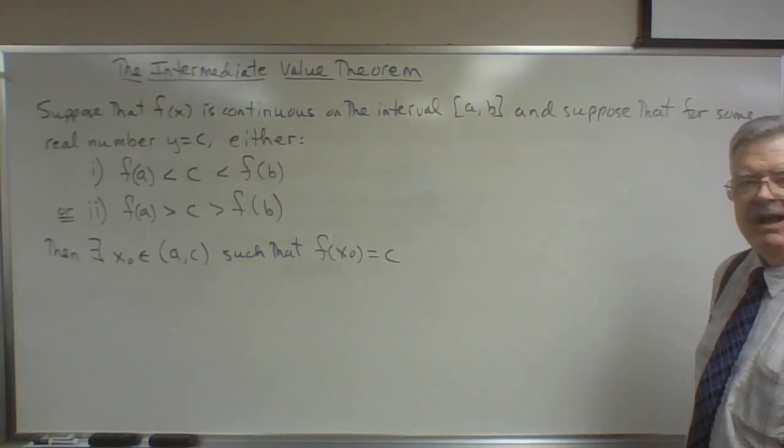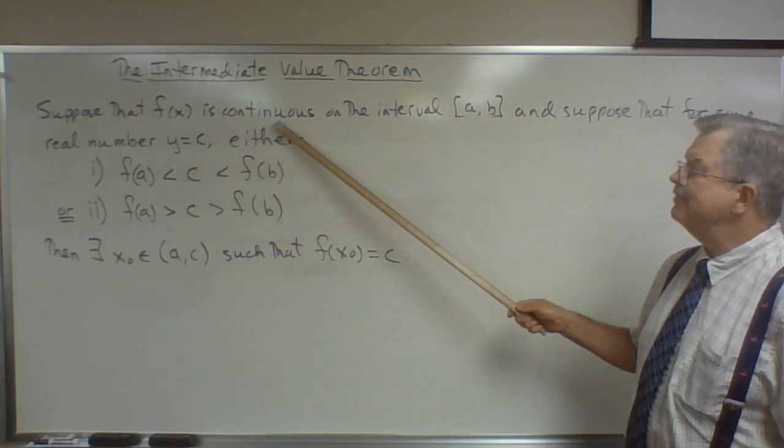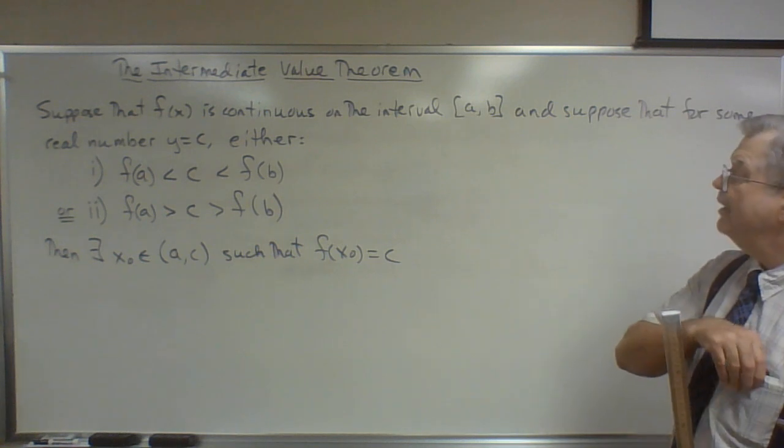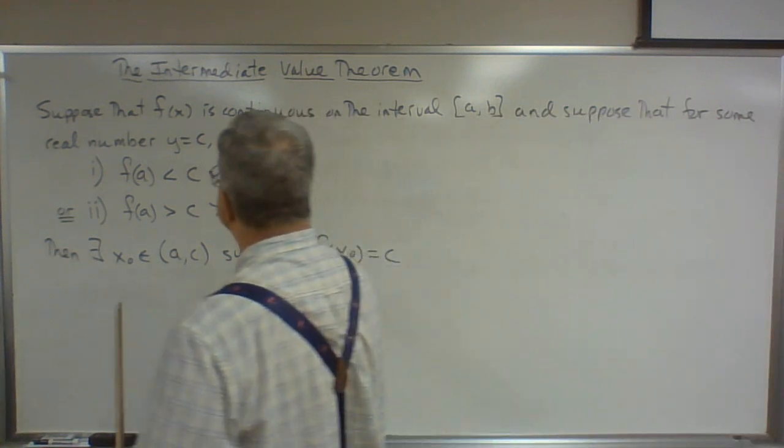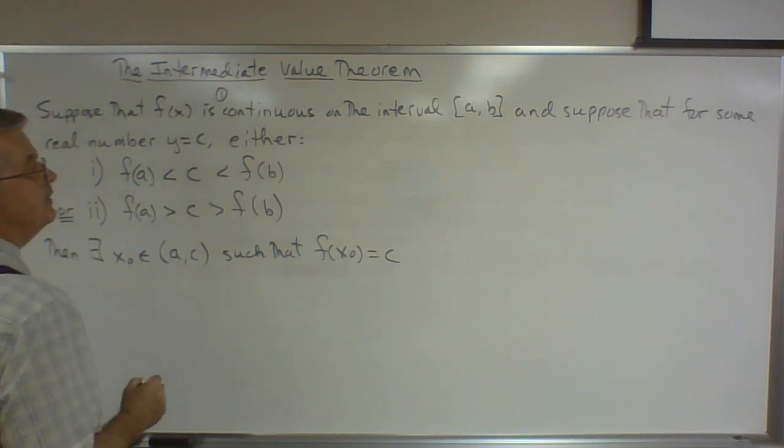The intermediate value theorem. Suppose that f of x is continuous on the interval [a, b]. So that's our first condition. f of x is continuous.